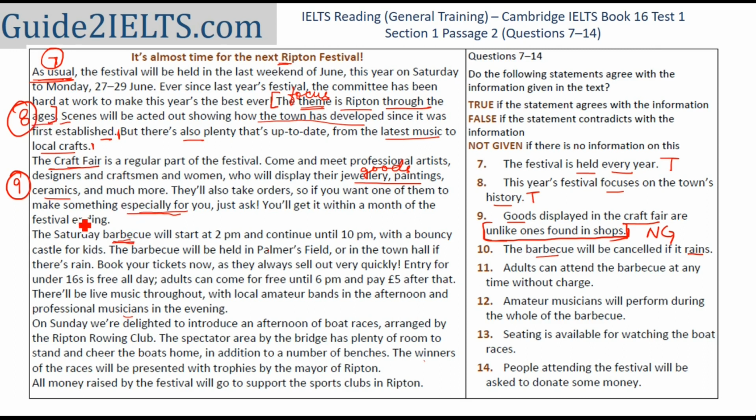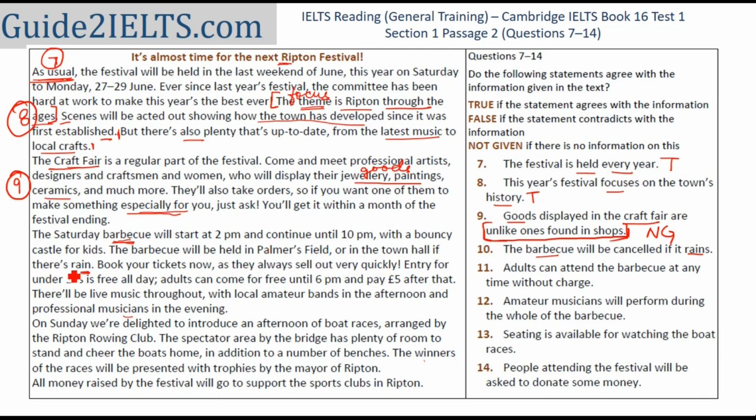Anyway, so we have found the barbecue. Let's see if there is any mention of rain or any synonym of rain. It could say something like if it pours or in case of rainfall. I found rain here. So here's barbecue, here's rain. Let's see what it says. The barbecue will start at 2 p.m., continue till 10 p.m. There is something for kids. The barbecue will be held at some field or in the town hall if there's rain.